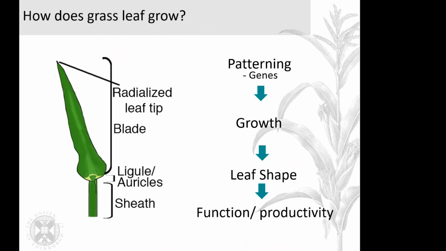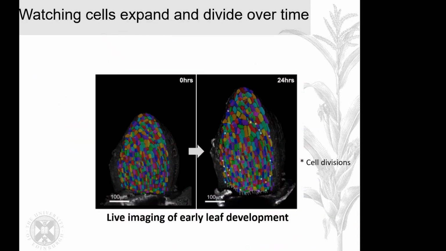So we have our patterning genes, but how do they affect leaf shape? Well, they've got to have some effect on growth. We don't necessarily know how they connect with growth, but what is going on in the plant. And this has been something that's been next to impossible to understand in grass leaves because of this enclosed nature of the meristem. We can't actually watch it. So we've been working quite hard to develop a new method to be able to watch this in real time.